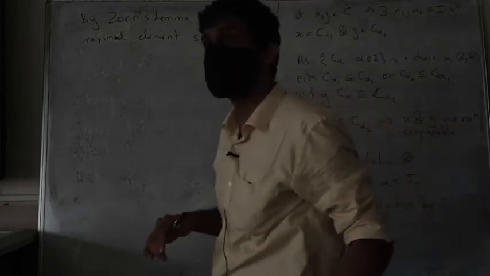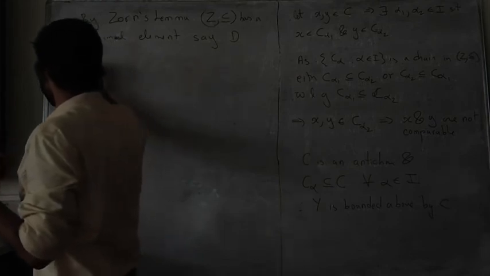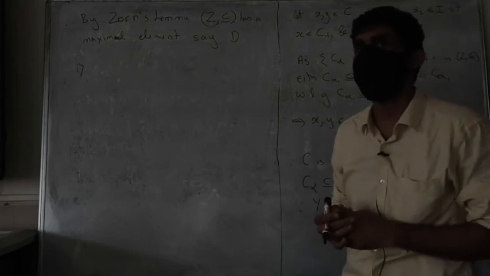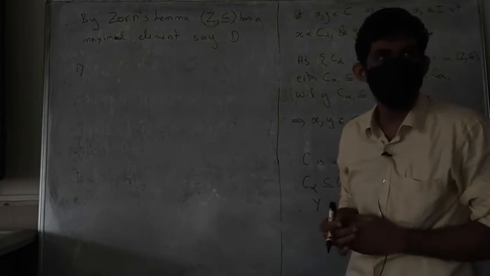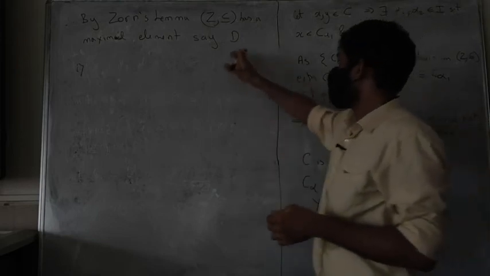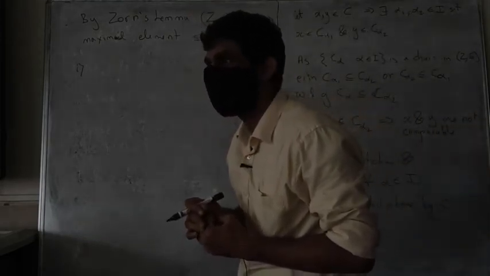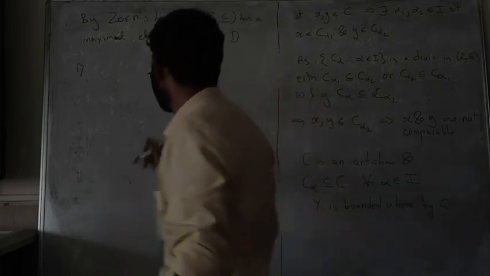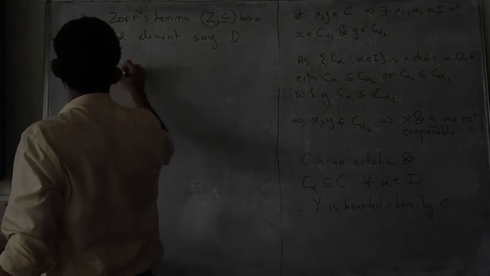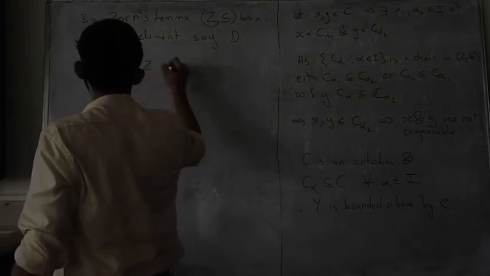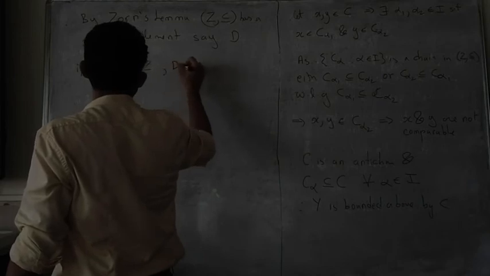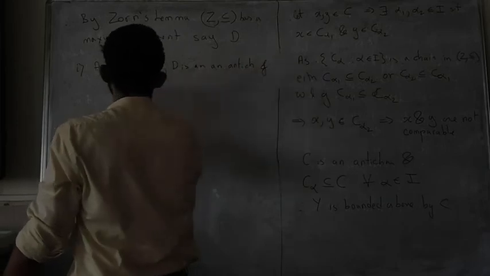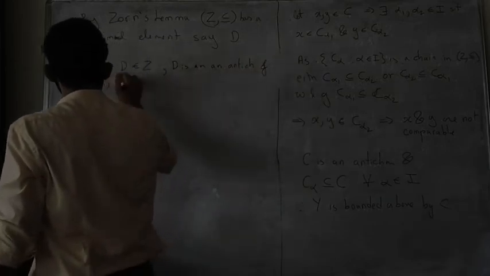Okay, so how do I show that this is a maximal anti-chain? One, I need to say that D is an anti-chain of X. Is D an anti-chain of X? Yes. Why? Because it's an element of Z. What is Z? It contains all the anti-chains of X. So as D is contained in Z, D is an anti-chain of X with less than or equal to.